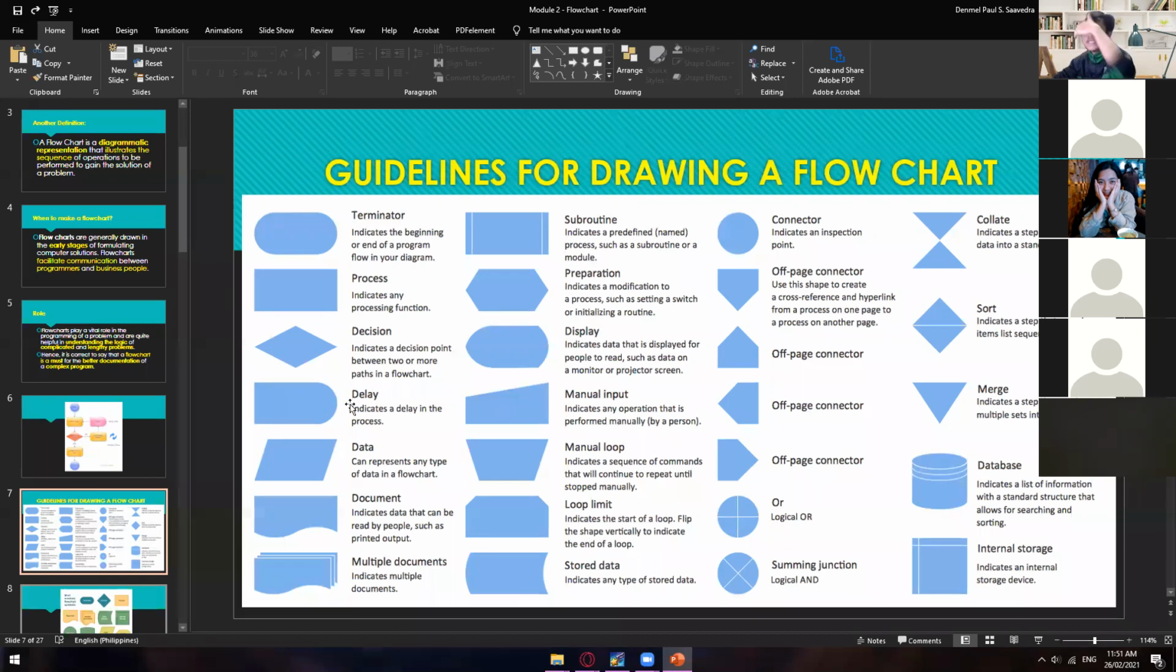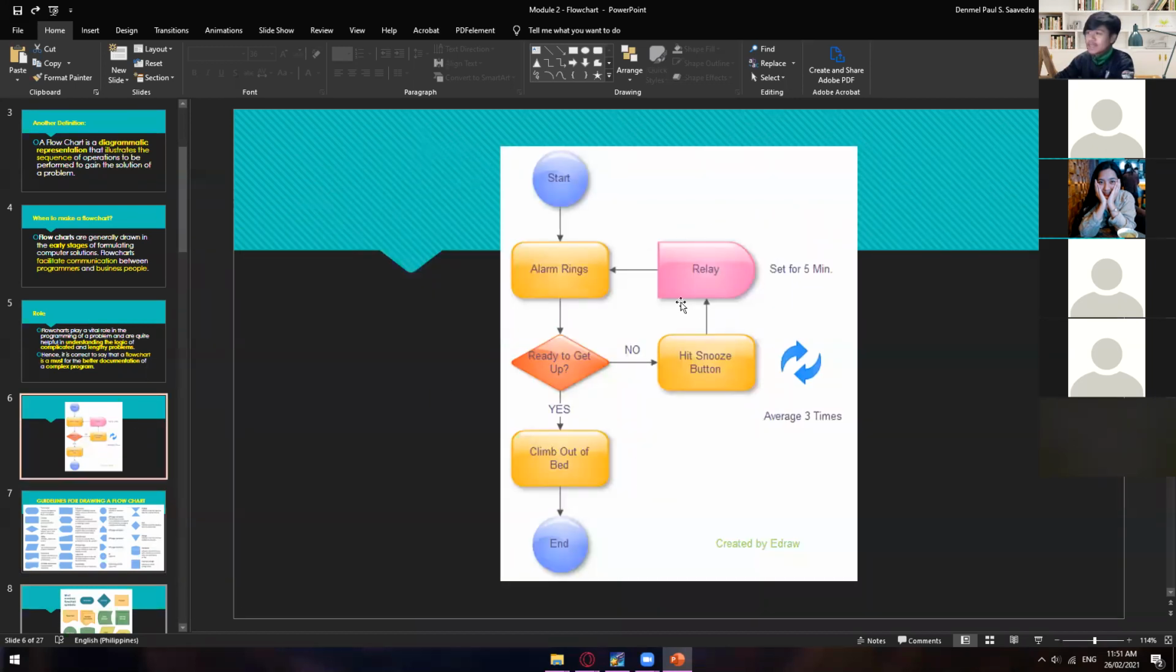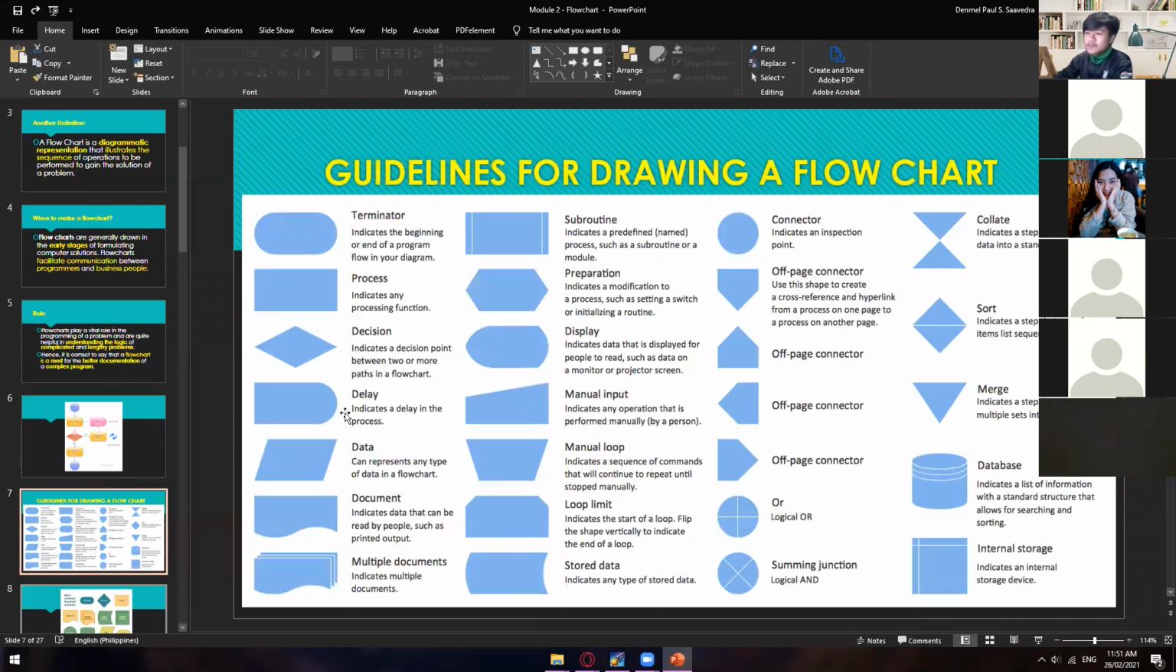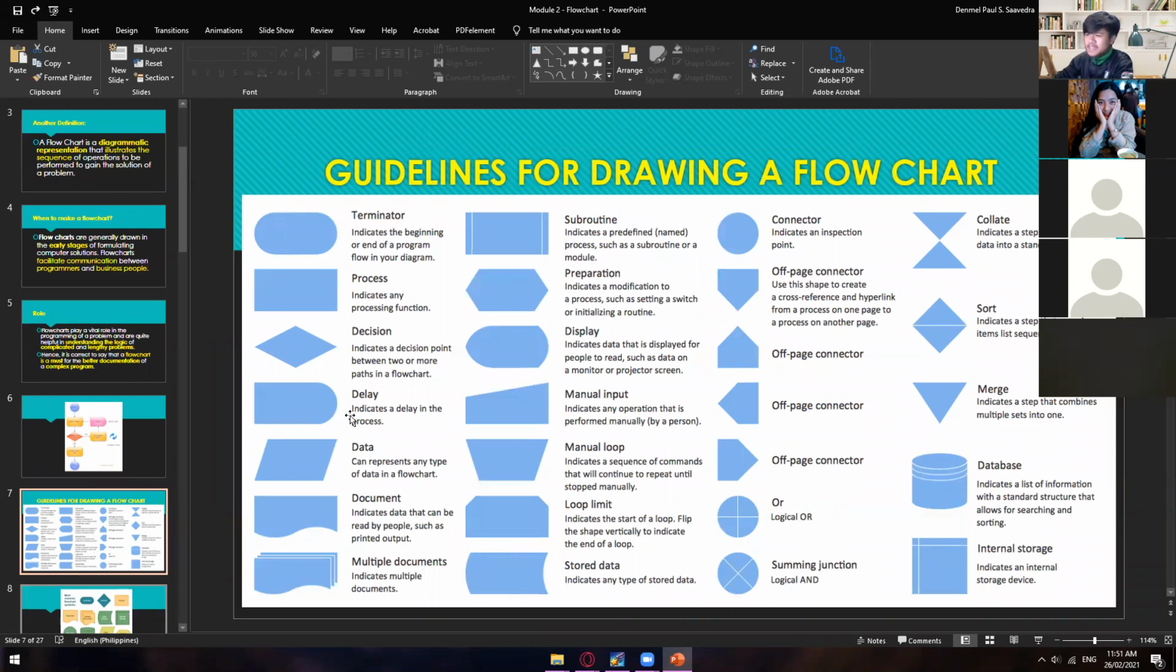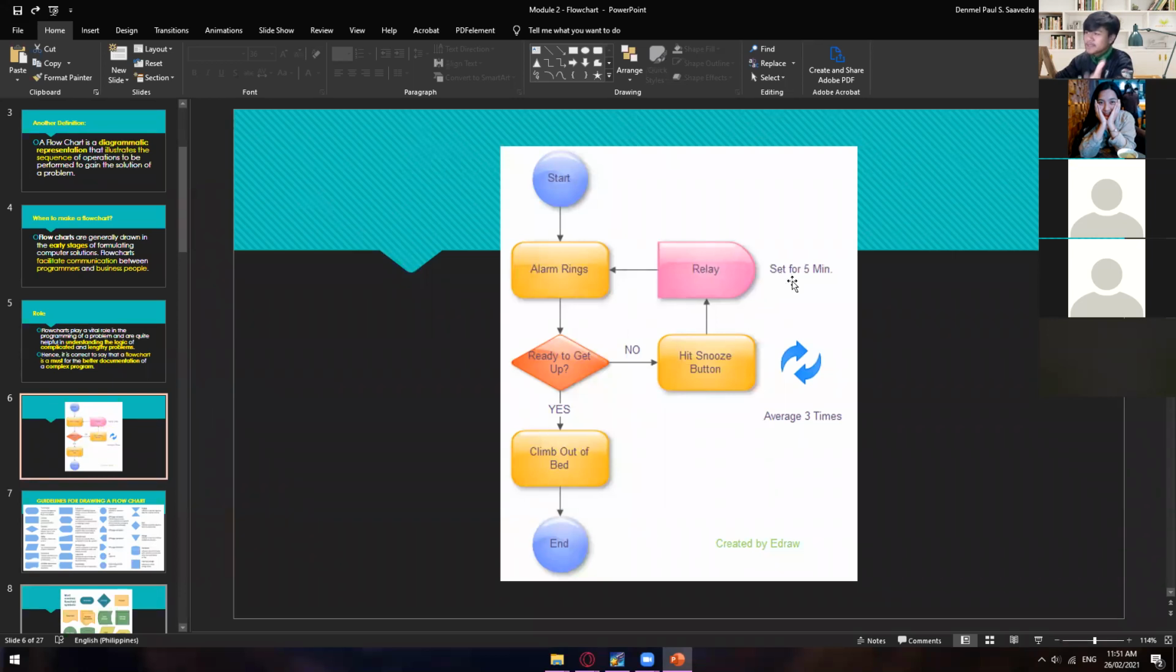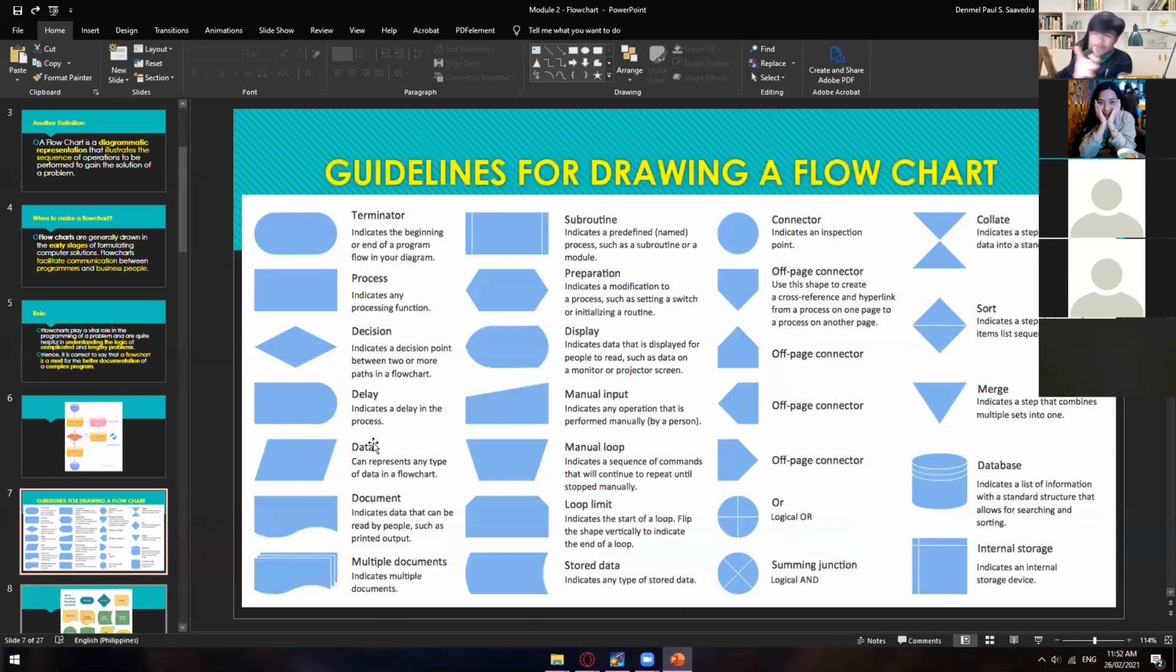And then we have the delay. It's like what we have in our alarm clock system. Very straightforward: delay indicates a delay in the process, like you have to wait, depending on the system. Here we've set it for 5 minutes. If you set it, let's say, to 10 minutes or 1 hour or 1 day, then that's the delay of your system.